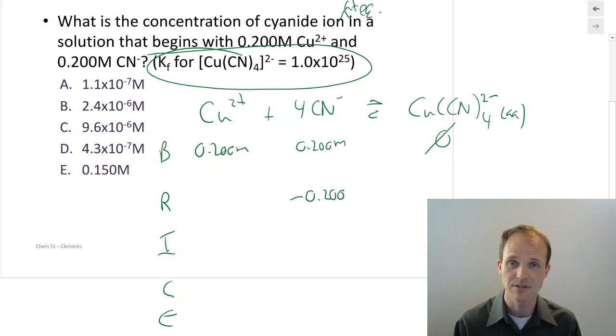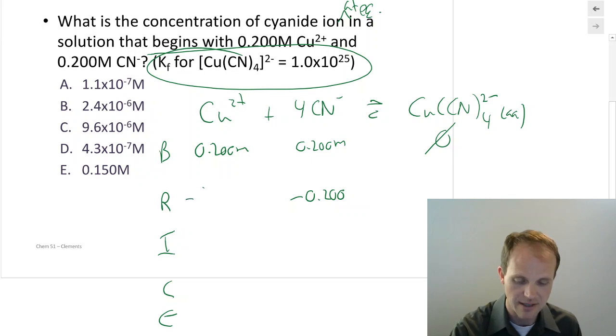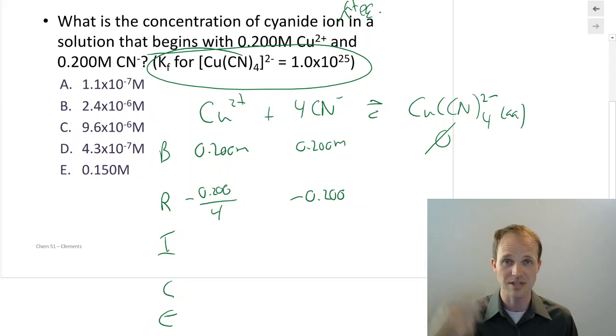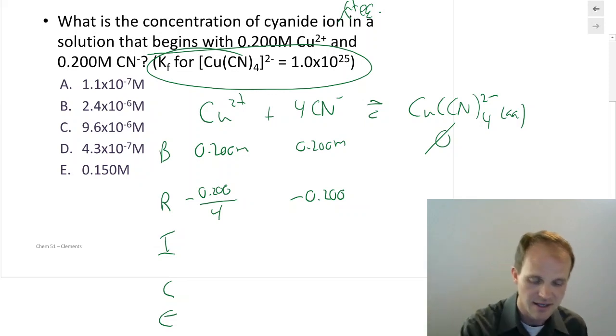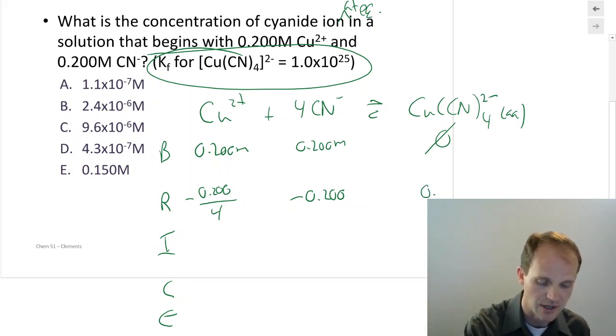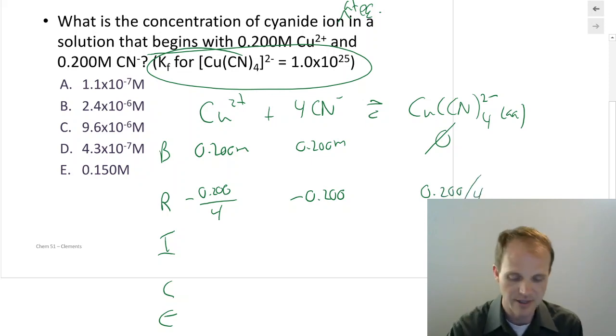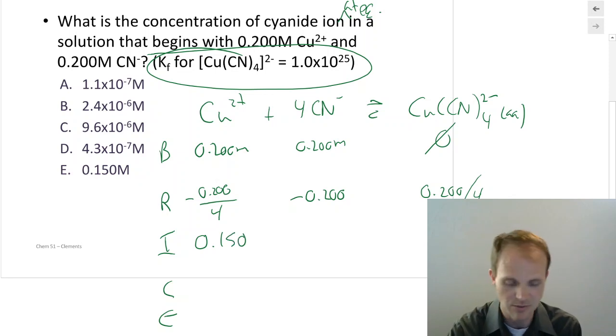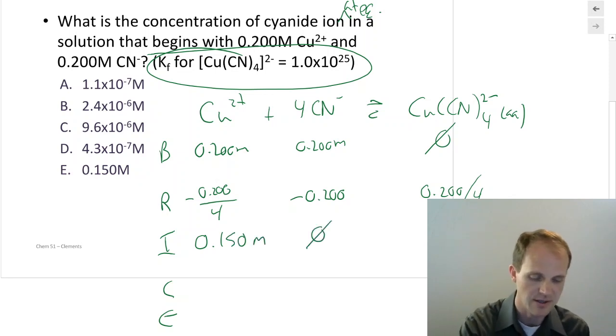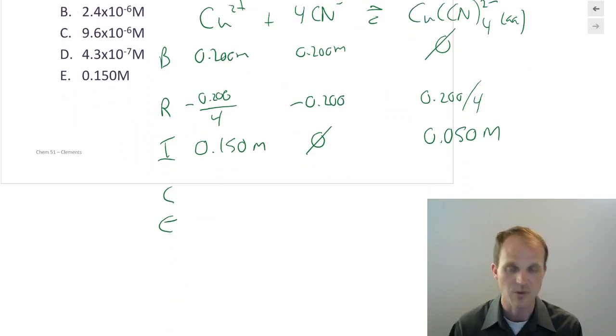And so we're going to subtract all the cyanide. How much copper do we subtract? We're going to subtract off 0.200 divided by 4. That's the stoichiometric ratio, 1 copper to every 4 cyanides. And this one we're going to say also 0.200 divided by 4. That ends up 0.05. Subtract that from 0.2, I get 0.150 molar. This one I get 0, and this one I get 0.050 molar. Which way is it going to go? Anytime you have a 0, it goes that way.